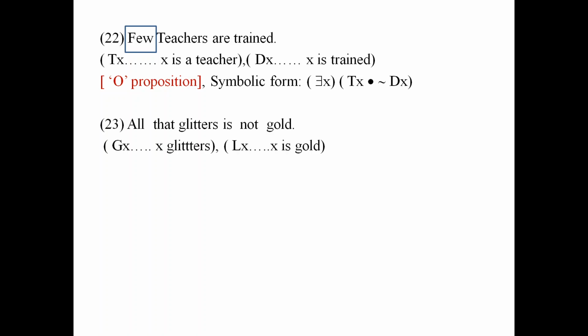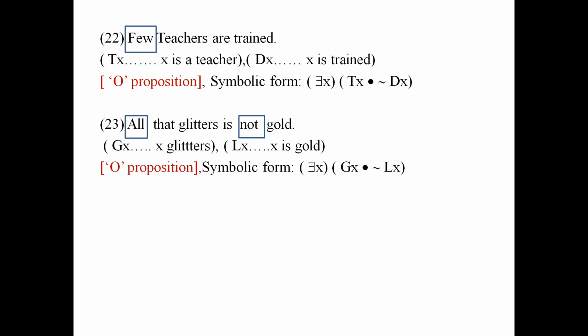Then we come to 23rd, all and not is used. So it's an O proposition with two classes, existential quantifier phi x dot curl psi x. So instead of phi you will write G, instead of psi you will write L. The written expression will be existential quantifier Gx dot curl Lx. It's read as there is at least one x such that x glitters, but x is not gold. Here again, glitters and gold, we cannot use the same predicate constant. We are using different predicate constants given in the bracket.